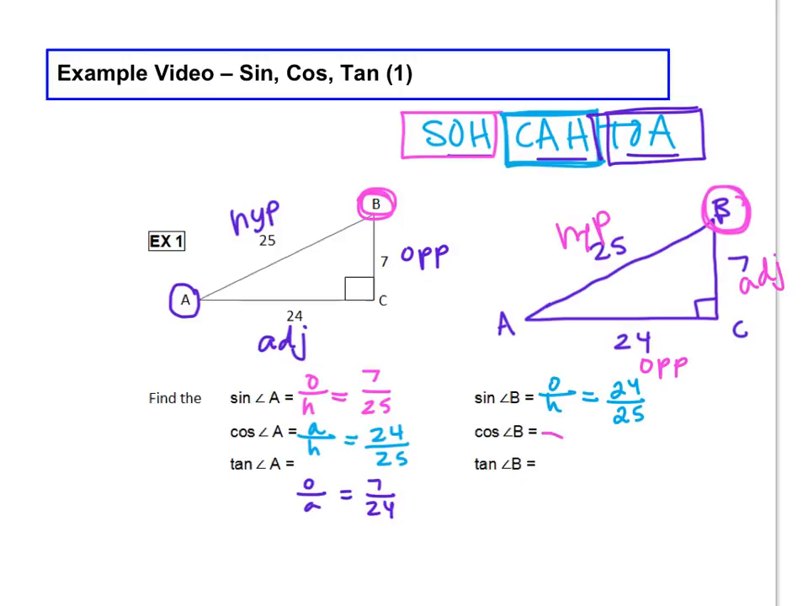All right, cosine, I'm writing too big to fit this in. Cosine is SOH CAH TOA, so adjacent over hypotenuse, and the adjacent side is 7, and the hypotenuse is 25. And then our last one is tangent, SOH CAH TOA, that is opposite over adjacent. And our opposite side is 24, and our adjacent side is 7. And that can't be reduced, so that's our final answer.